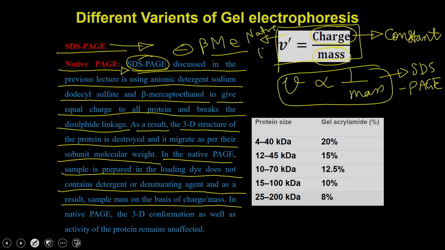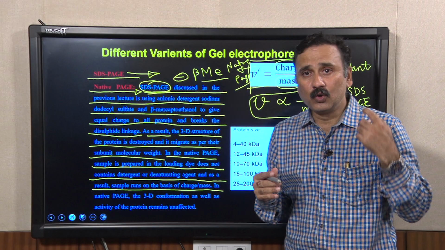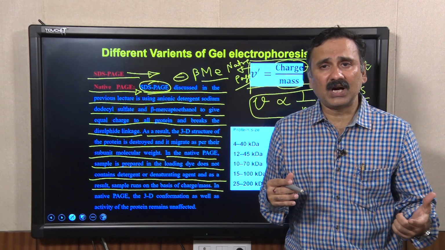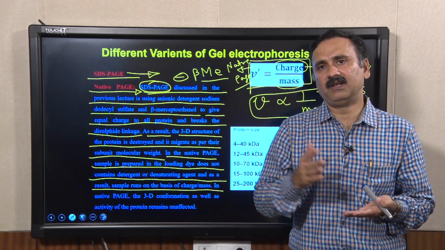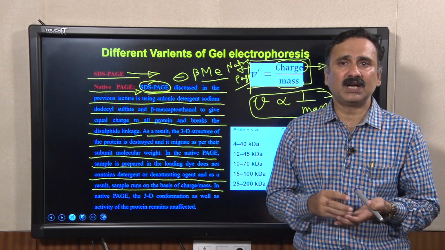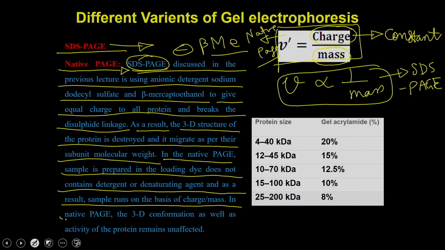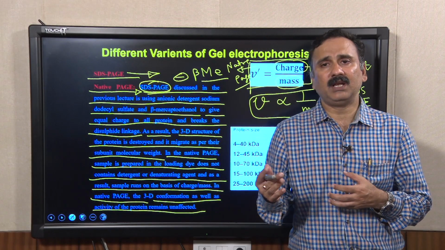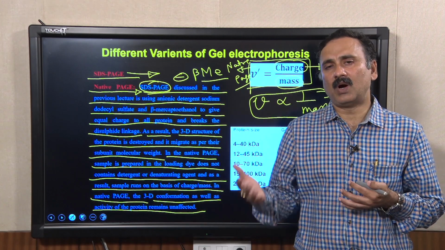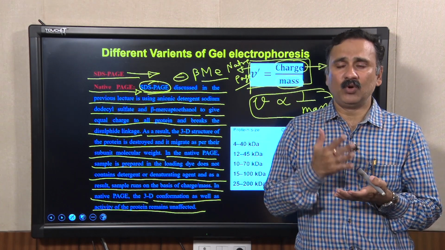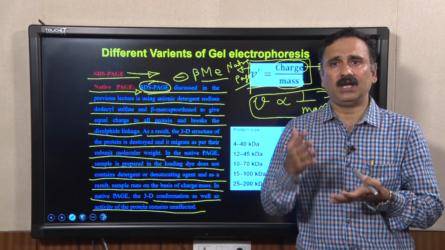So, in the native PAGE the proteins are going to maintain their 3-dimensional structures, and they are also going to maintain their intrinsic charge, which means if the protein is positively charged it is going to remain positively charged, and if it is negatively charged it is going to remain negatively charged. And in native PAGE the 3-dimensional conformation as well as the activity of the protein remains unaffected. So, the native PAGE is always used to ask whether the protein is a monomeric protein or an oligomeric protein and so on.